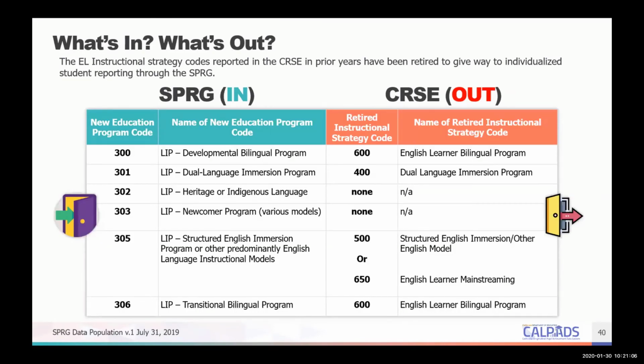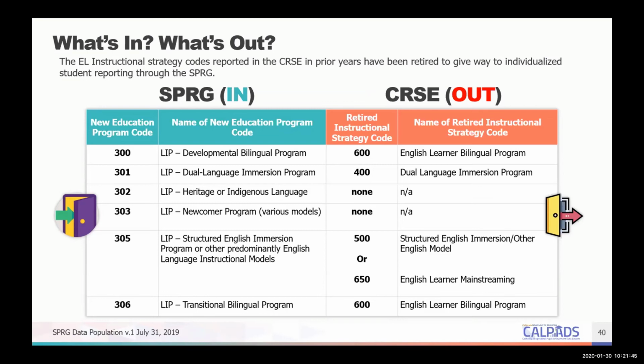Okay, so Nate alluded to the 4th element in that circle, which is the language instructional strategy or instruction program. So in prior years, that element was also reported in the CRSE, which was known as the EL Instructional Strategy Codes. So if you look at the table on the right, you have your CRSE. Those codes have been taken out from the CRSE. Only the special ed and the home and hospital instructional strategy remain in the CRSE.